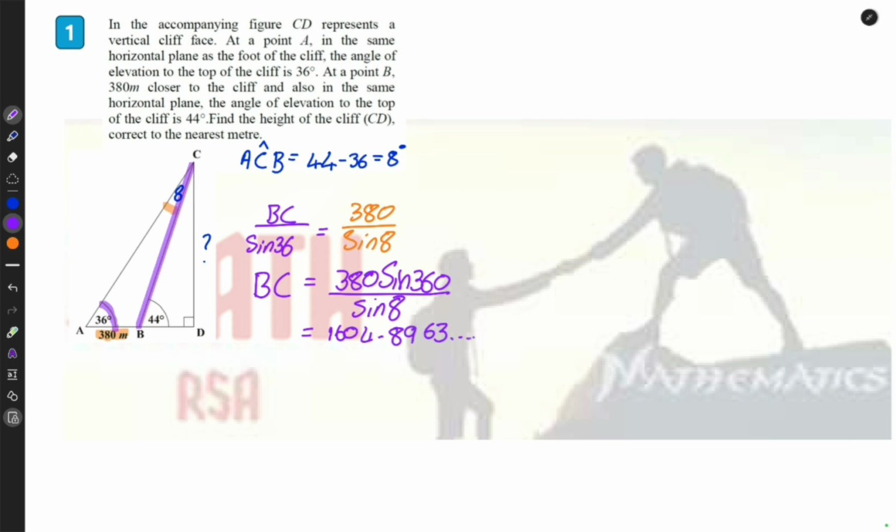Very important. They didn't ask me for the length of BC, so I must keep the entire answer on my calculator and not round off, to avoid mistakes. Now I'm into the triangle that is actually where I want to be. And I know that purple side is 1604. Now I need to see what I am going to use there.